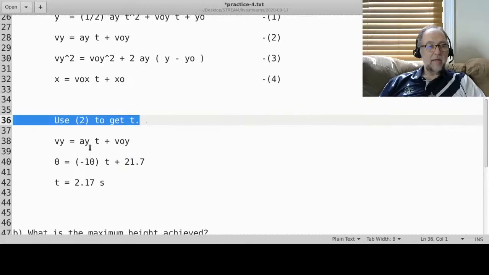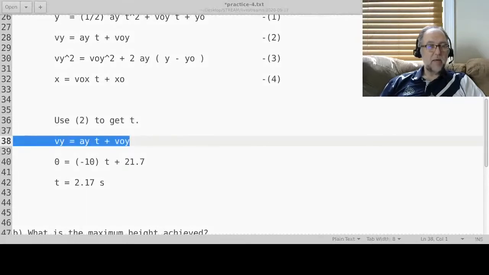All right, and there it is. Just repeat it again. What you do now is just substitute in v_y is 0, a_y is negative 10, v naught y was 21.7. That's a trivial equation to solve for, and you get 2.17. So that's the time it takes to get to maximum height.